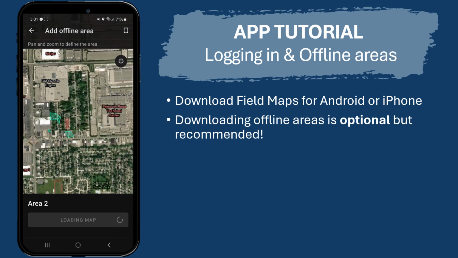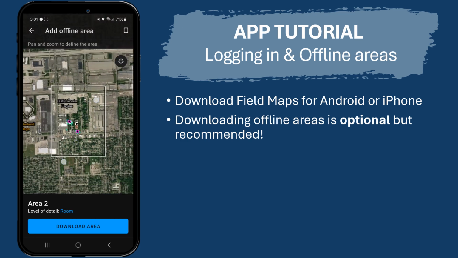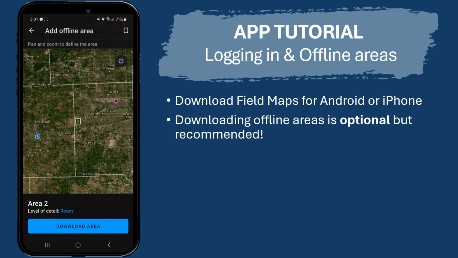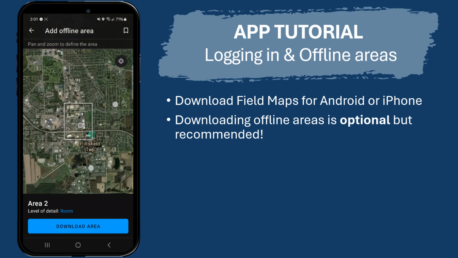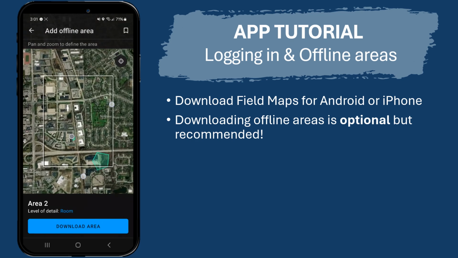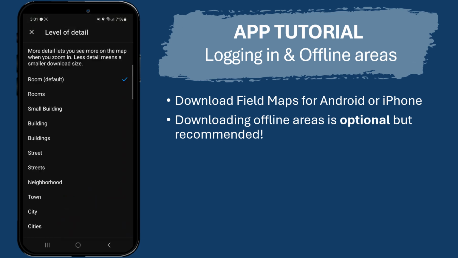So it's going to load the map. You can select the area that you would like to download. So I'm going to go down to where I am, and I'm going to select this area. You zoom in and out to get the area that you would like. If you want to change the level of detail, so basically how zoomed in or zoomed out you are, you can select this zoom option.